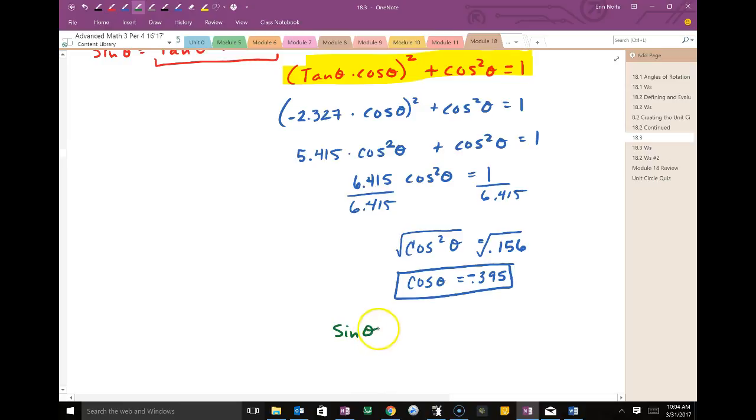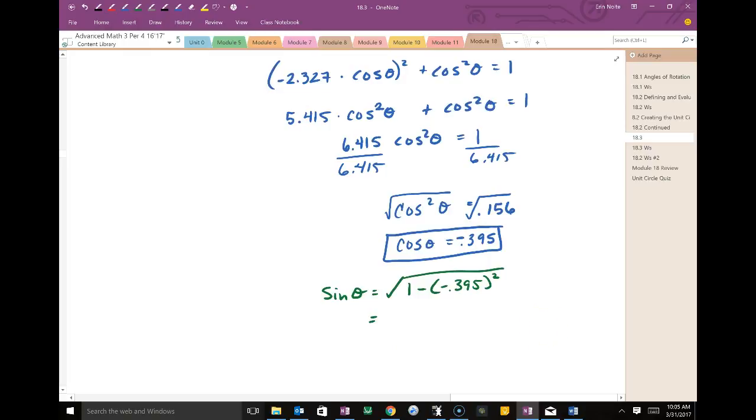So I was going to go, the sine is going to be, using Pythagorean's identity, 1 minus your cosine squared, so 0.395 squared. What do you get for that scenario? Minus 0.918. 0.919. And if we're in the second quadrant, it should be a positive. Okay, so let's see if that gives you the same thing.